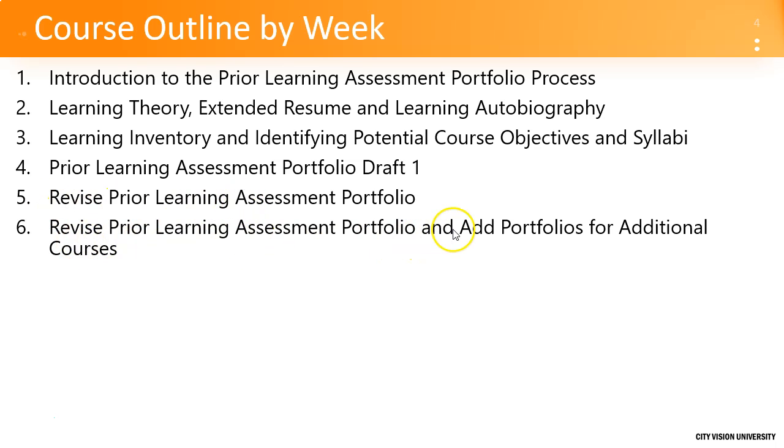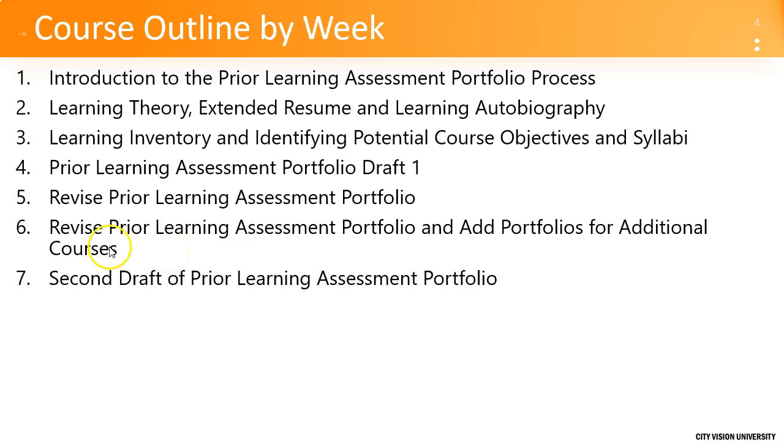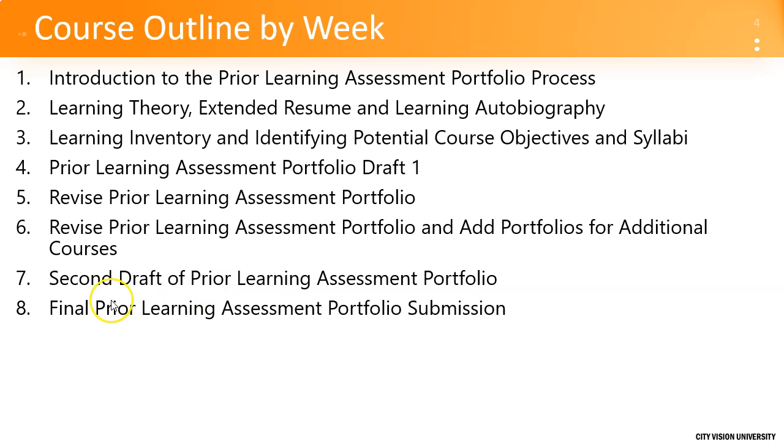In week 6, you might add additional portfolios. Say you want to get credit for a 3-credit course. Week 5 would be where you're revising that first 3-credit course, and then in week 6, you might add a second 3-credit course. Students can get up to 30 credits for undergrad or 9 credits for graduate, basically 25% of your degree, so it's going to take a lot of work to get all those credits, and a lot of the work will just be writing. Then week 7 is essentially your rough draft of your final prior learning assessment portfolio, and week 8 is your prior learning assessment portfolio.